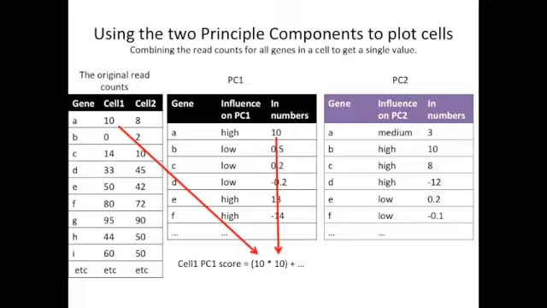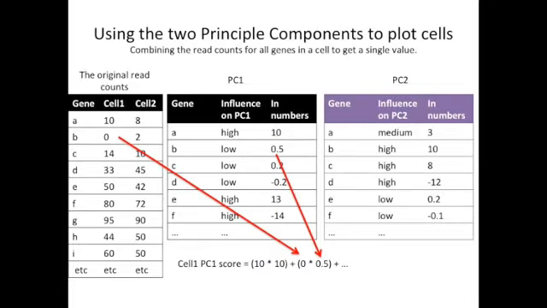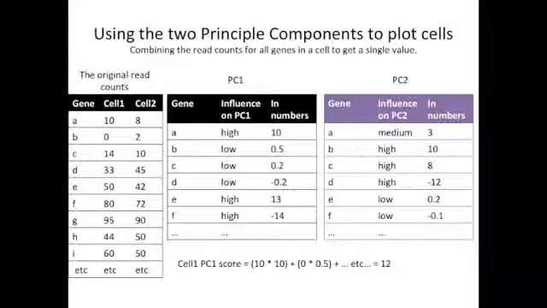So the first part of this summation is 10 times 10. The second part of the summation is the read count for gene B, which is 0, multiplied by the influence gene B has, which is 0.05. We just continue to multiply and sum until we've done it for each gene in the cell. For this example, we might end up with a number like 12. That would be our value for PC1.